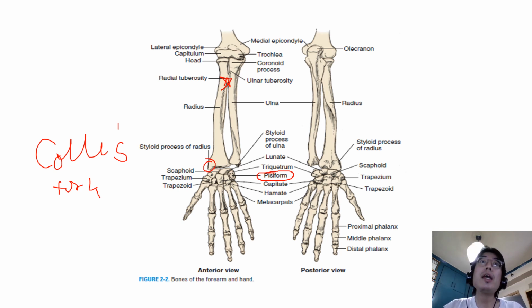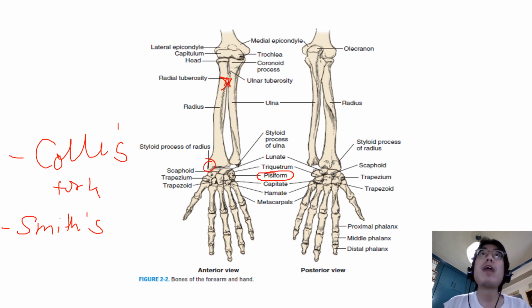But if the distal fragment is displaced anteriorly, it is called a reverse Colles fracture. A reverse Colles fracture being also called a Smith's fracture. So to recall, in a Smith's fracture, the distal fragment is displaced anteriorly, but in a Colles fracture, the distal fragment is displaced posteriorly. A Smith fracture may show styloid processes of the radius and ulna line up on a radiograph.